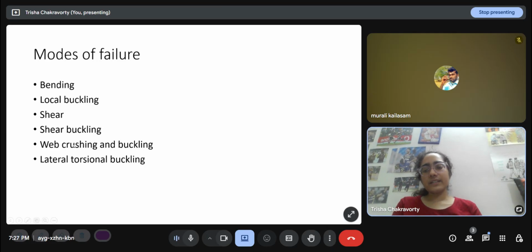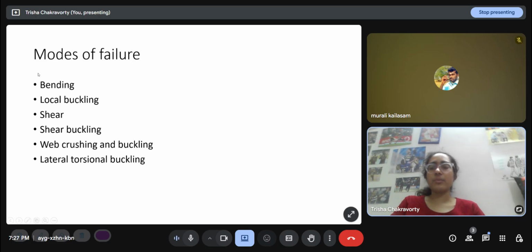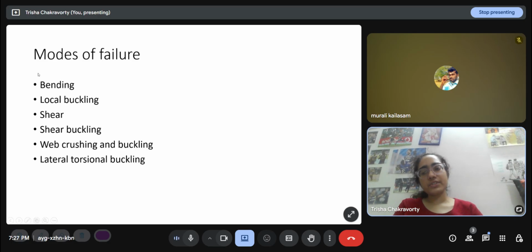Web crushing and buckling is there generally in columns. Shear buckling and local buckling are common in compression members, or in local compression in other types of members also. And bending and shear come everywhere. And deflection is a serviceability type of failure.